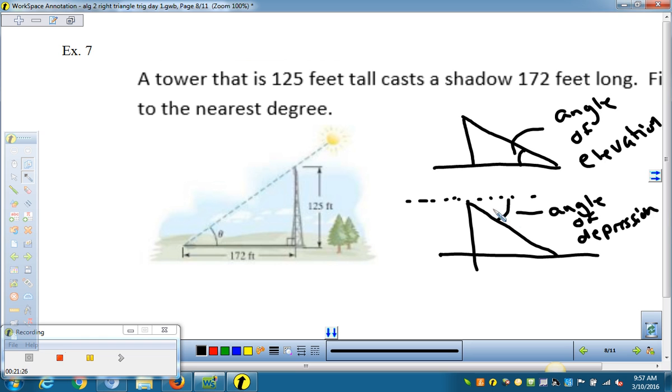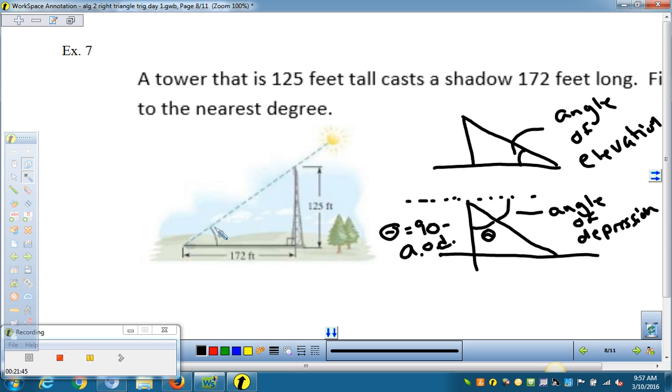All right, so if they gave you the angle of depression, you have to subtract that angle from what to get this angle in the triangle? 90. So theta would equal 90 minus the angle of depression. Okay, that's just for future problems.